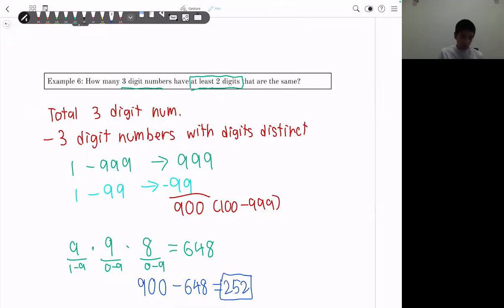So make sure you understand how we can use complementary counting and apply it to these sorts of problems. Subtract the complement from the total. The complement is basically the opposite. You can use these same ideas for a variety of problems.